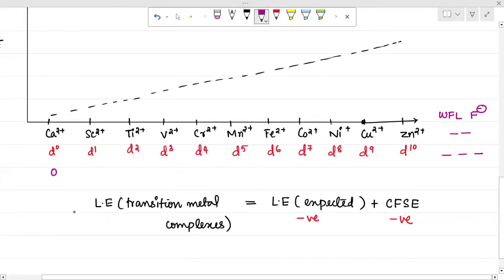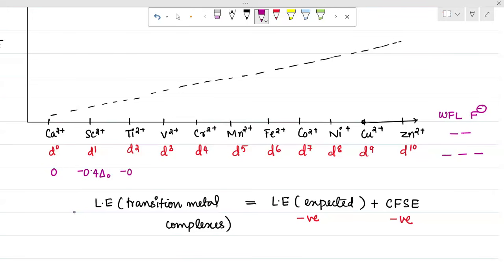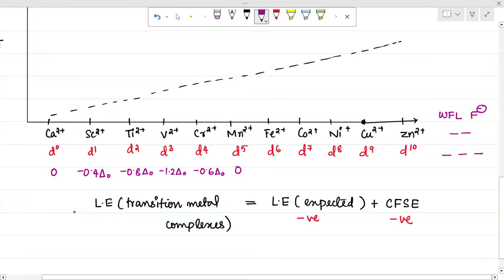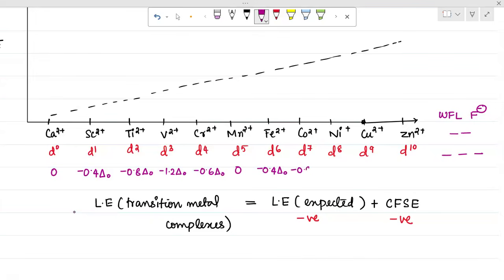So if it is d1, the configuration would be t2g1, minus 0.4 delta O. d2 would be minus 0.8 delta O. d3 would be minus 1.2 delta O. Correct? d4 would be minus 0.6 delta O. d5 is 0. Next, when you start filling d6, the same pattern will repeat. Minus 0.4 delta O, minus 0.8 delta O, minus 1.2 delta O, minus 0.6 delta O, and 0.